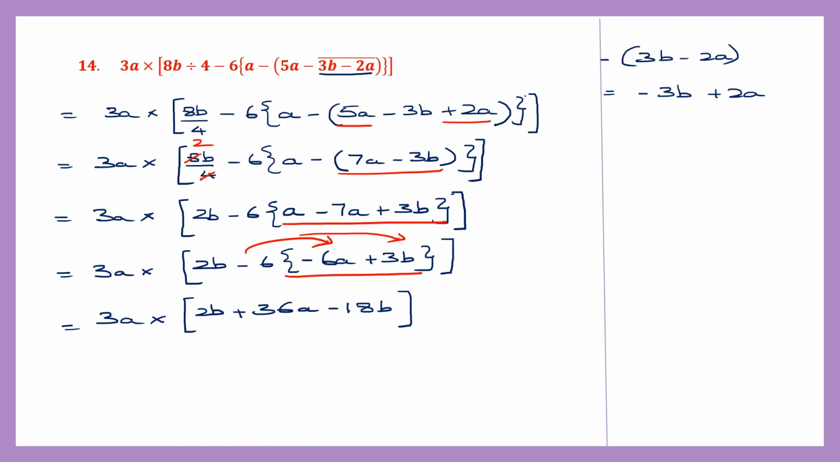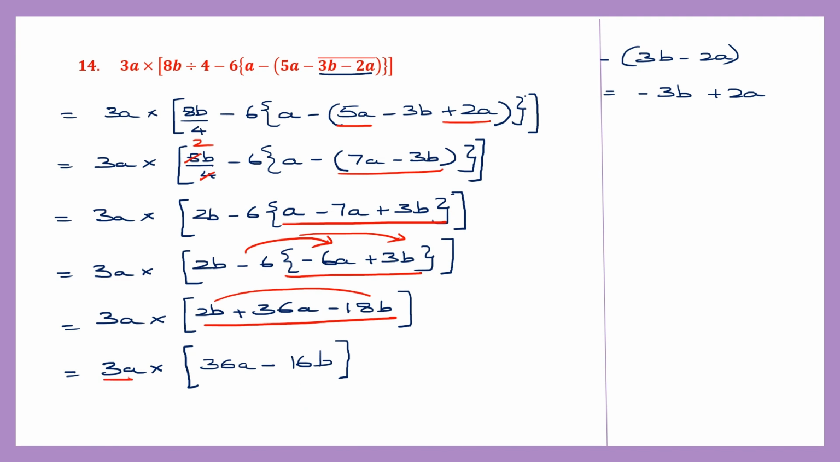So this is the next thing that we need to work out. So this is 3a into. First we'll write down plus 36a or simply 36a. And now let's work on this 2b minus 18b. Signs are different, so put the sign of the bigger number and subtract. 18 minus 2 is 16, so that is 16b. So now what do we have? We have 3a into 36a minus 16b.